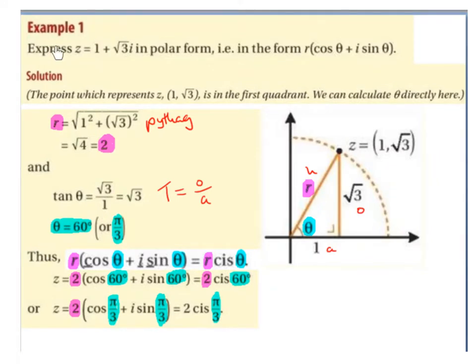Example: express z equals 1 plus root 3i in polar form. So this is rectangular form, we want to change it to polar form, i.e. in the form of r cos theta plus i sine theta.